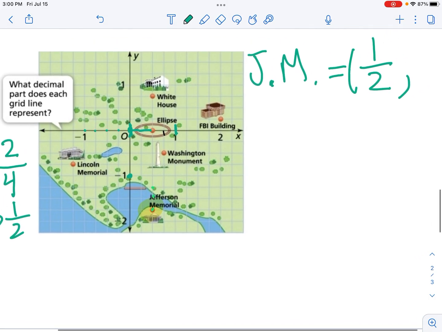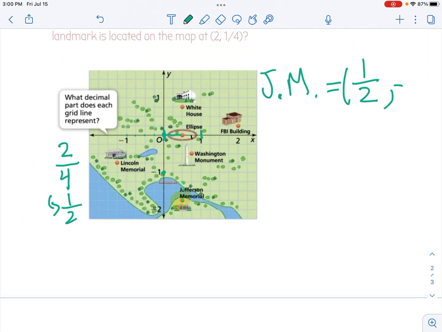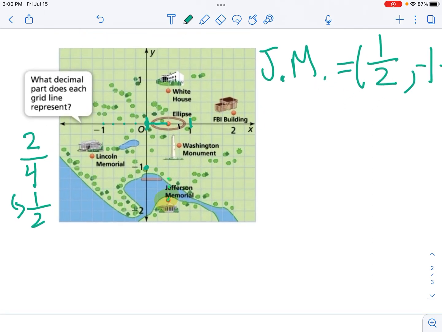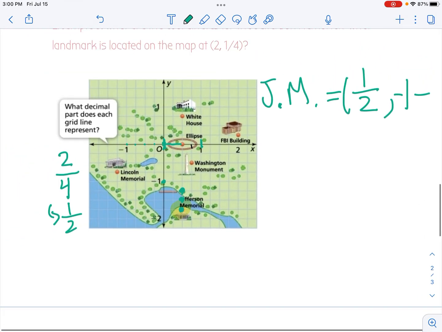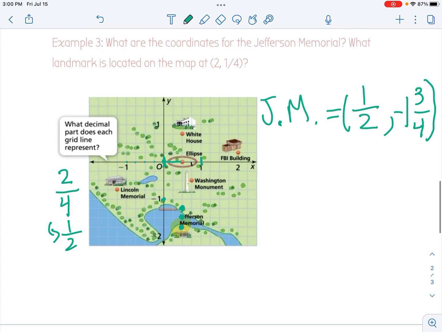I can see that I have positive 1 right here, and I know that we're passing negative 1, so I'm going to put -1 there because I know we're passing it. And now I'm going to count my tick marks. My Jefferson Memorial is right here. So I'm going to count how many tick marks are after the 1. So I have 1, 2, 3. My Jefferson Memorial is on the 3rd tick mark out of 4. So to get to the Jefferson Memorial, you go positive 1/2 and then down -1 3/4.